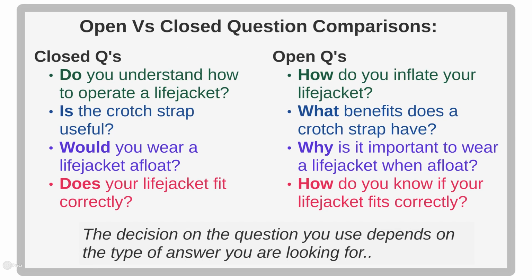So here's some examples of some open versus closed questions. For example, if you use a closed question such as, is the crotch strap useful on a life jacket? You're going to get an answer that's something like yes. However, if we use a question like, what benefits does a crotch strap have? Then we're going to get a more thorough answer that tells us that our student actually understands why they need a crotch strap on their life jacket or what the benefits of it are.